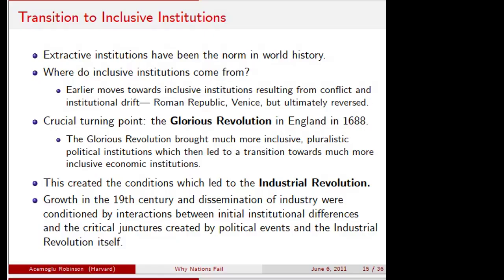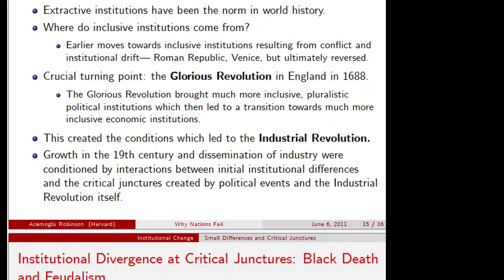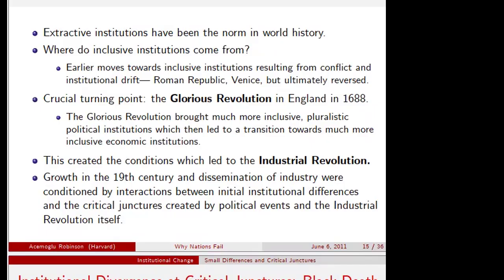Inclusive institutions are the exception. They are rare, precious, hard-won. The question is, how did they ever emerge anywhere? Let's talk about some early attempts to have inclusive institutions. Let's talk about the Roman Empire or Roman Republic.